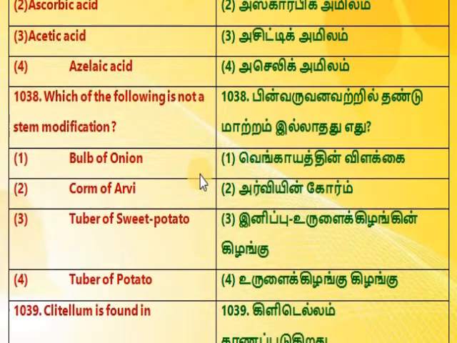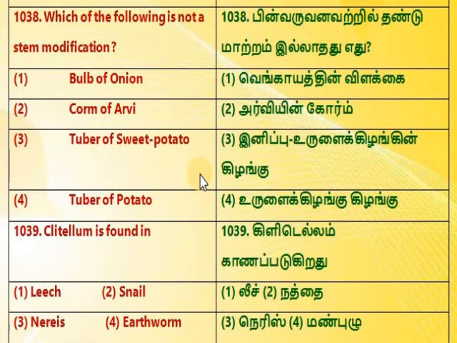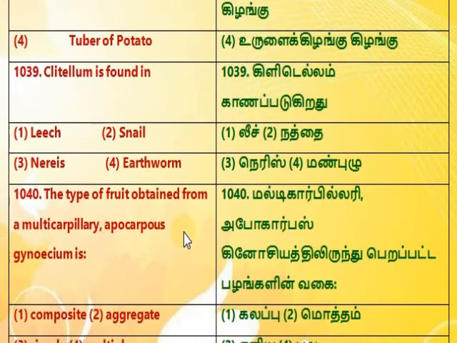1038. Which of the following is not a stem modification? 1. Bulb of onion. 2. Corm of arvi. 3. Tuber of sweet potato. 4. Tuber of potato. 1039. Clitellum is found in 1. Leech. 2. Snail. 3. Nereis. 4. Earthworm.